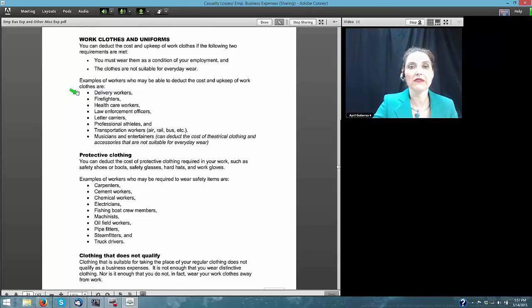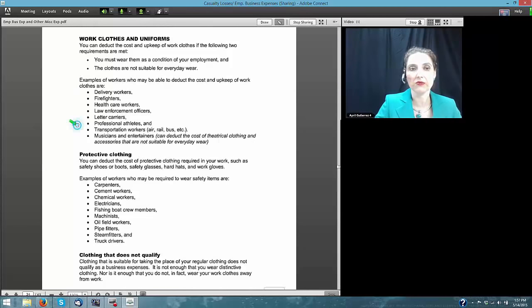And examples of work clothes that they do allow would be delivery worker clothes, firefighters, healthcare workers, law enforcement officers, letter carriers, professional athletes, transportation workers, musicians, and entertainers can also deduct their theatrical clothing and accessories as long as they are not suitable for everyday wear.